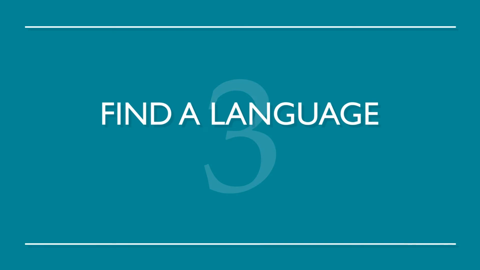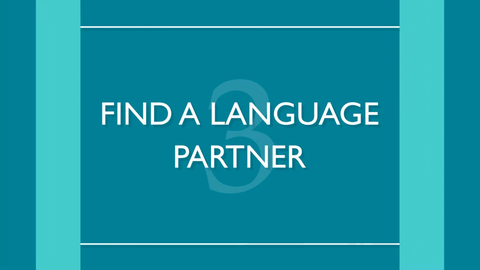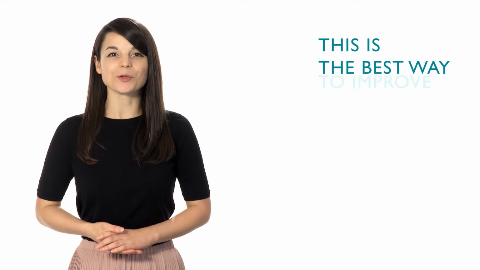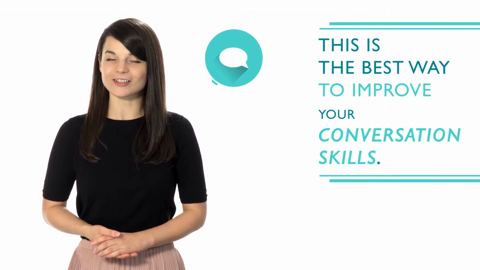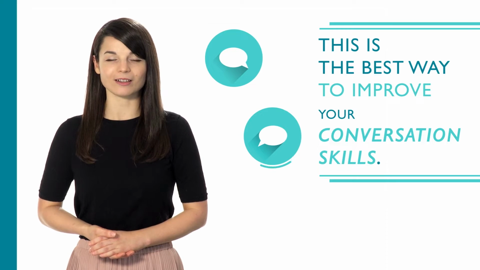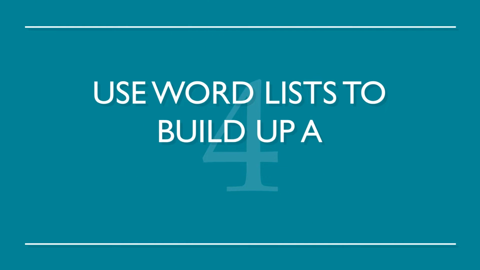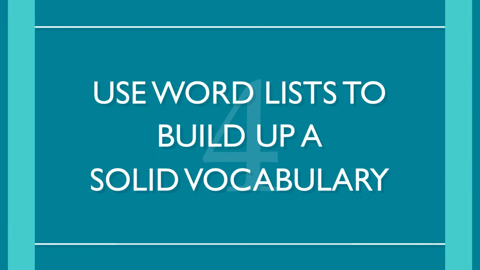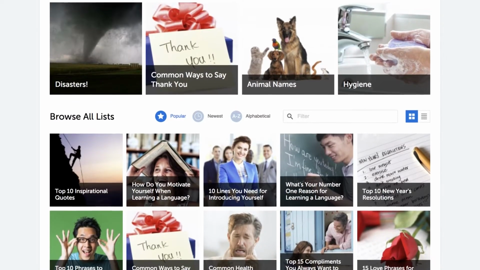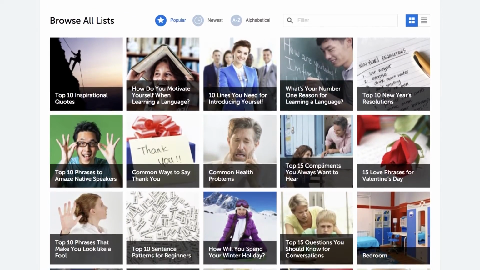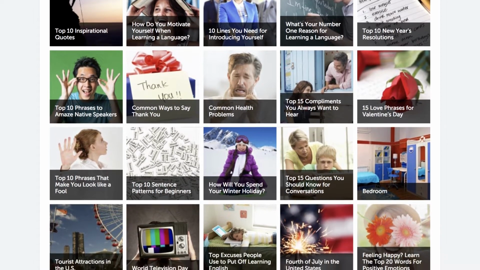Number 3, find a language partner. This is the best way to improve your conversation skills. It will help you gain fluency even faster and increase confidence when speaking. Number 4, use word lists to build up a solid vocabulary. This is a great way to build up your fluency, one word at a time. Luckily, we have all the word lists you need, with a range of topics, from food to love. Choose whichever language you want to study and go!